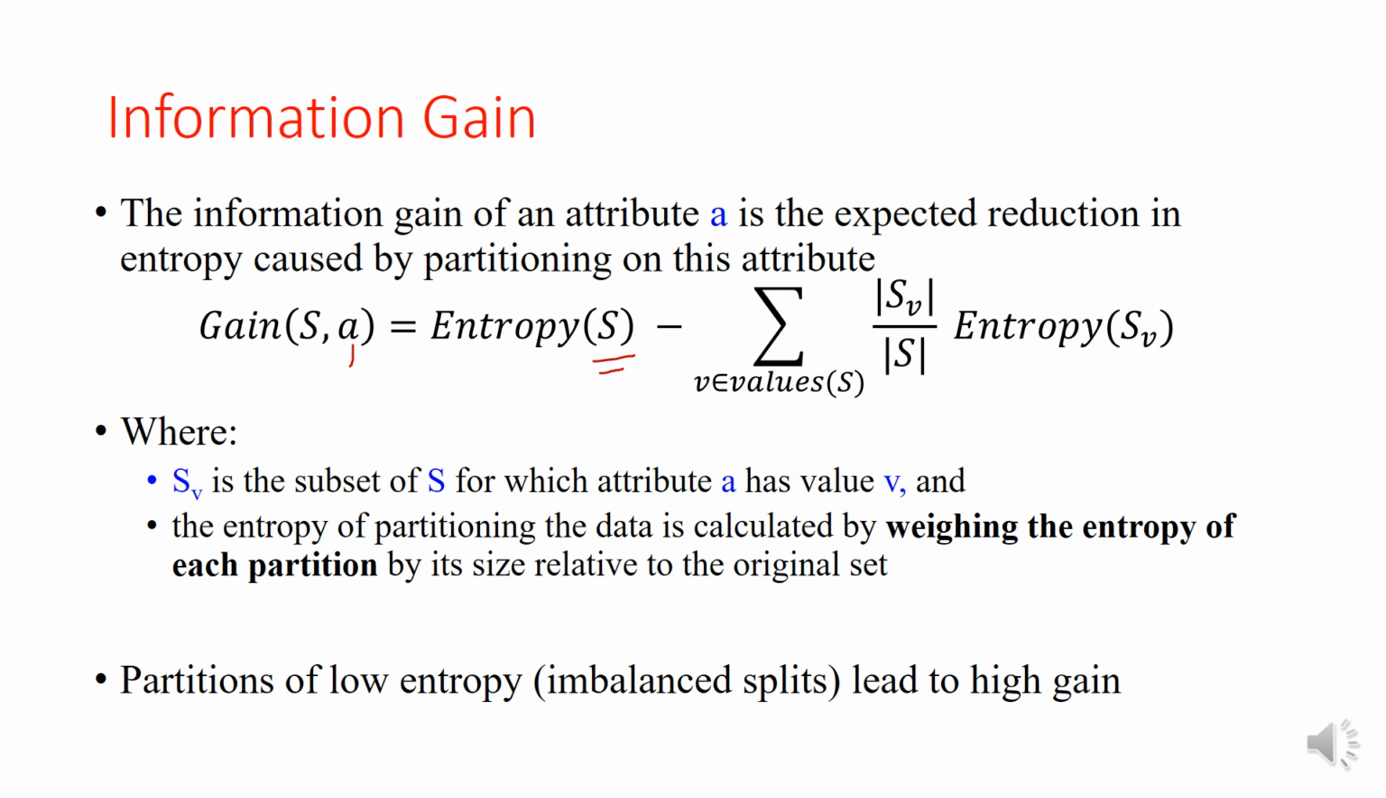So here we write this as SV by S times the entropy of the attribute value present in this sample data set S. The entropy of partitioning the data is calculated by weighing the entropy of each partition by its size relative to the original set. So partitions of low entropy lead to high gain. The lower the entropy, the more the gain.